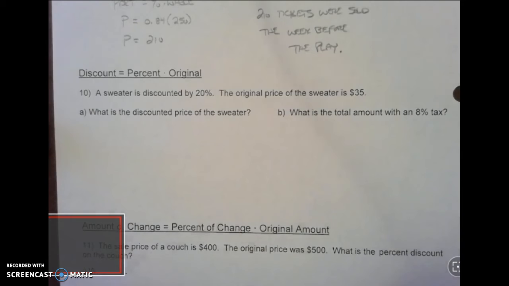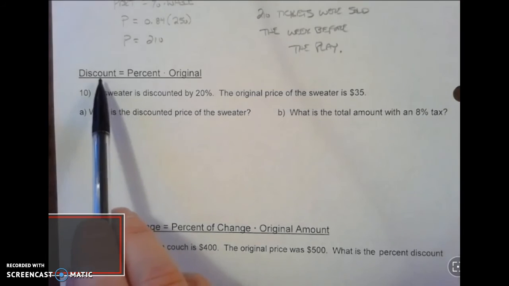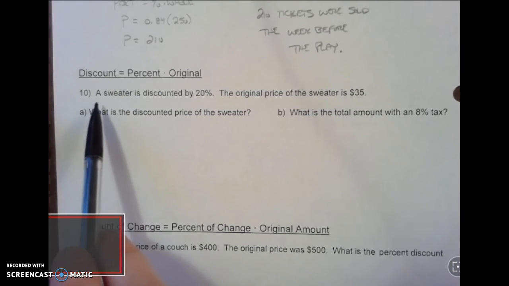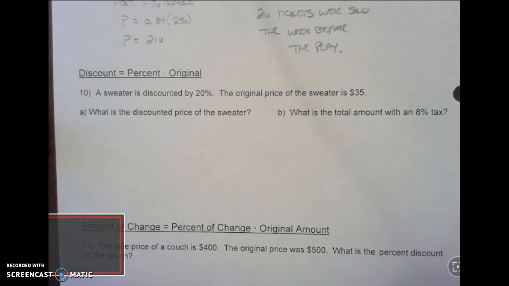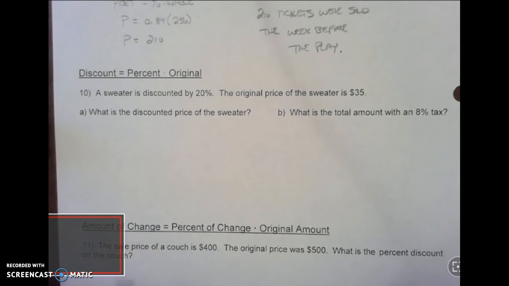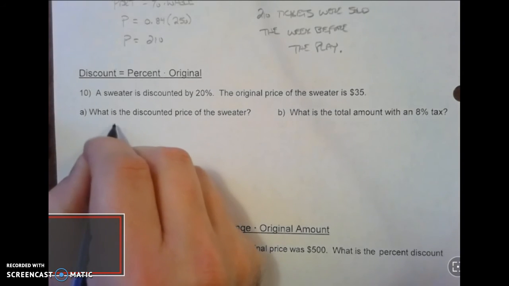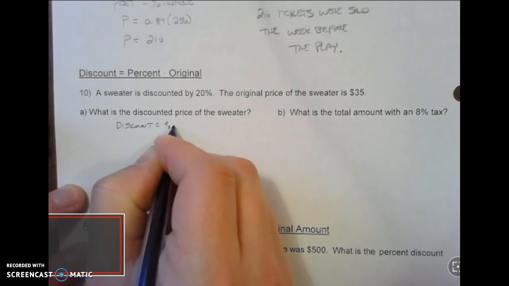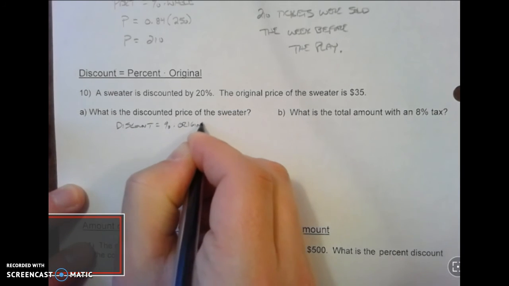Another example of a percent problem that involves money is when you're trying to calculate the amount of a discount. And for that, we would use the equation discount equals the percent or the rate times the original price. And in number 10, we're told that a sweater is discounted by 20%, and the original price of the sweater was $35. And in part A, we want to know, well, what is the discounted price or the sale price of the sweater? And so I'm going to go ahead and use my equation.